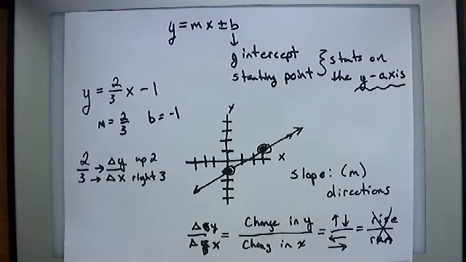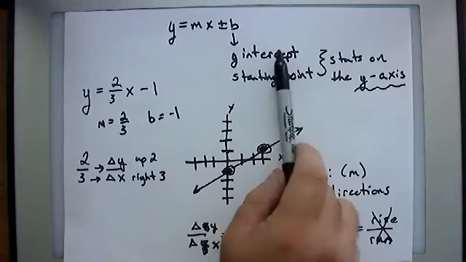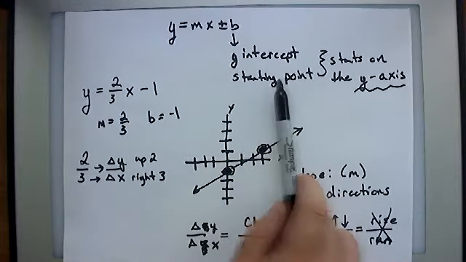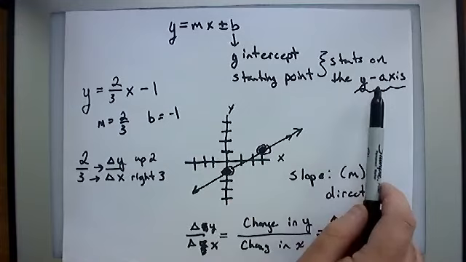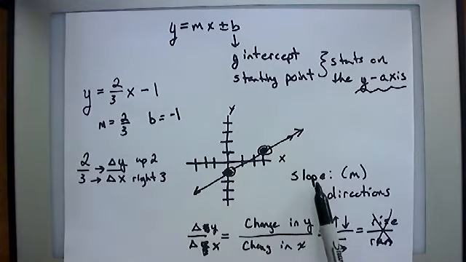So one more time, the B is the y-intercept, and that is the starting point, and it always is going to start on the y-axis. The M is the slope, which you can think about as the directions. The official definition for slope is the change in the y over the change in the x, which means, are you going up and down, or are you going left and right? If you want to call it rise over run, that's fine. Just be aware that they don't always rise, okay? So let's go ahead and just start graphing these.